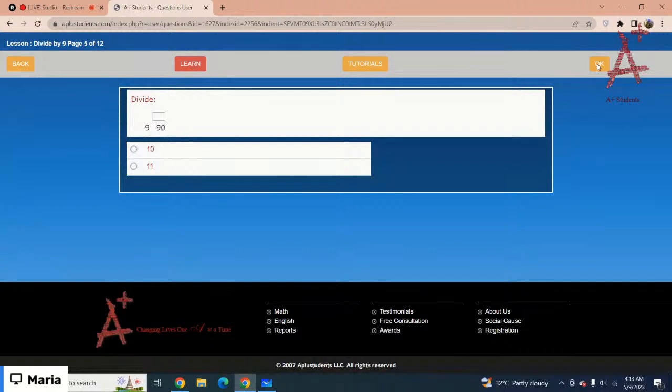Okay, you have to divide 90 by 9. 9 times what number is 90? 9 times 10 makes 90, so the correct option is 10.